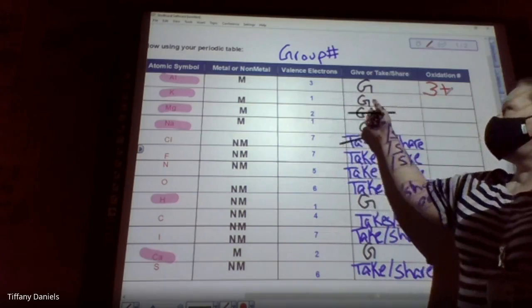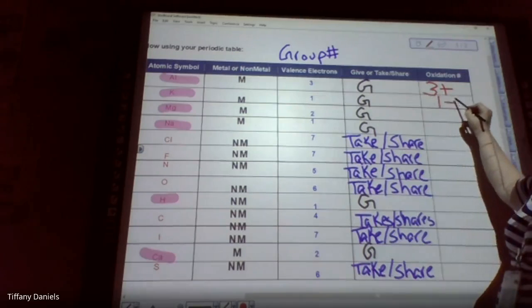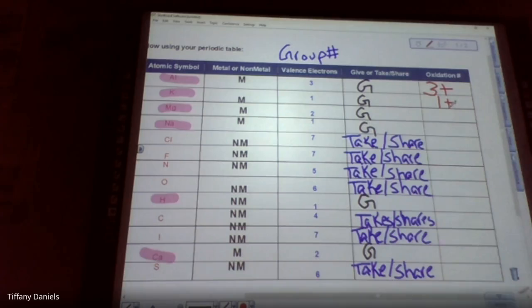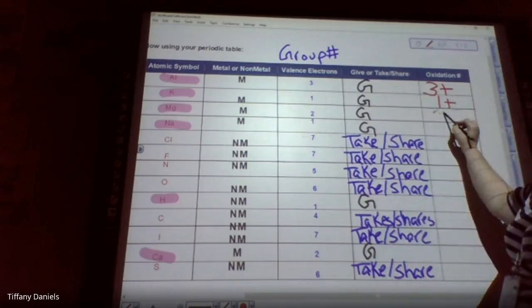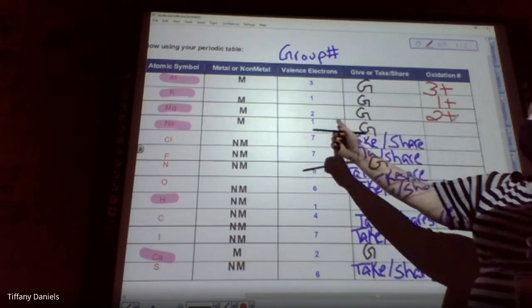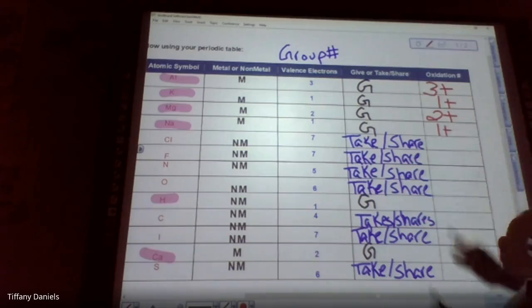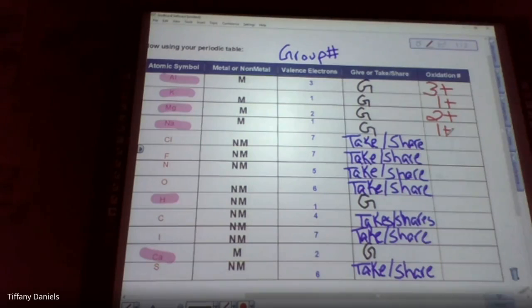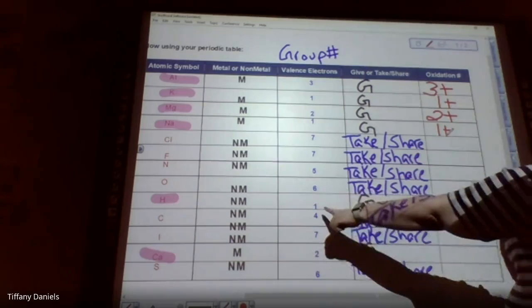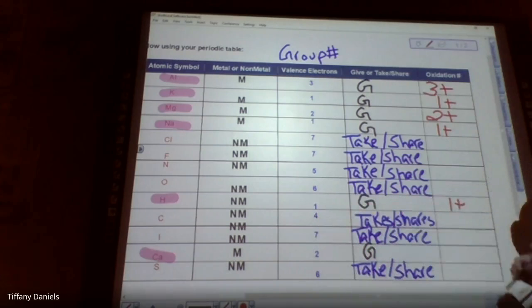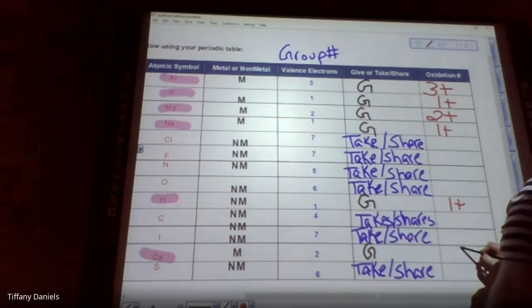All right, potassium is going to give how many? 1. So it's going to be a 1 plus. Okay. Magnesium is going to give how many? 2 plus. And sodium is going to give how many? 1 plus. I'm going to skip my nonmetals. Nothing personal. Hydrogen is going to give, so it'll be a 1 plus. And then we have calcium is going to give 2 plus.